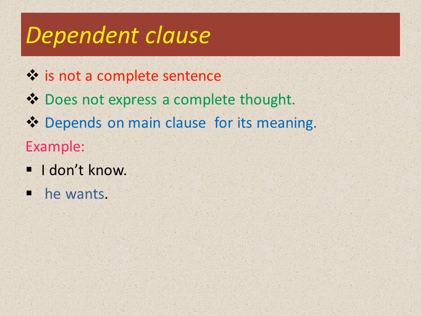He wants. It is also a clause. Yes. Subject he is there. Verb wants is there. It is also a clause. Is it giving complete meaning? No. It is not giving complete meaning. It is not a complete sentence also. So it is a dependent clause or a subordinate clause.